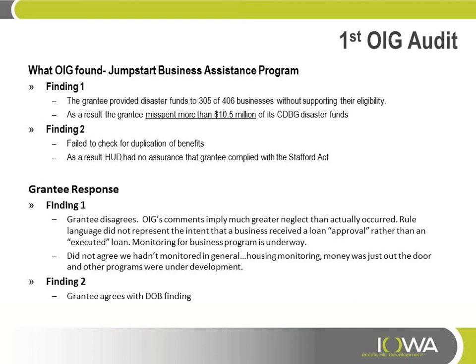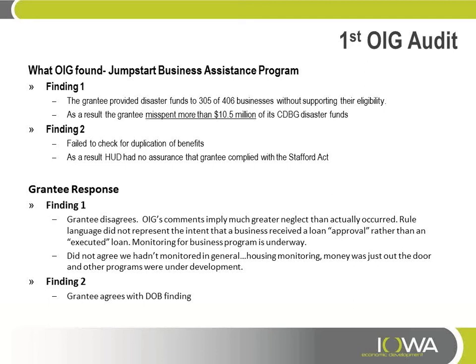The second finding was that we didn't do a duplication of benefits, and indeed we had not. We hadn't done a duplication of benefits on this program. We'd contacted SBA, and at that point, that's really what we thought we had to do. We had this link with SBA, and other than that, we were not doing a duplication of benefits.